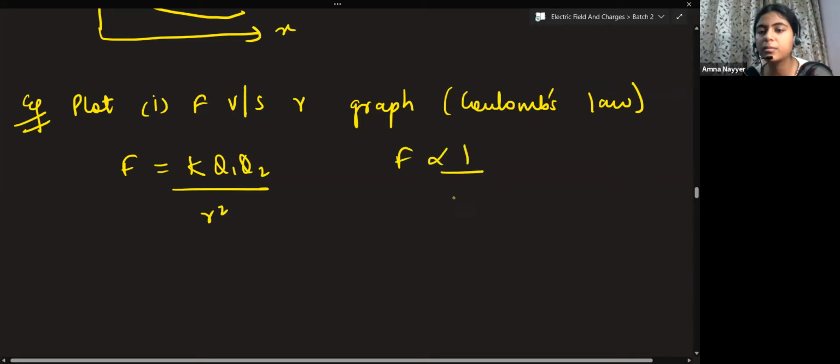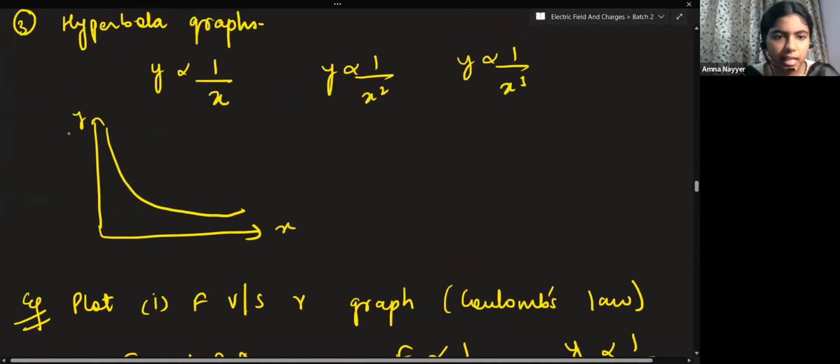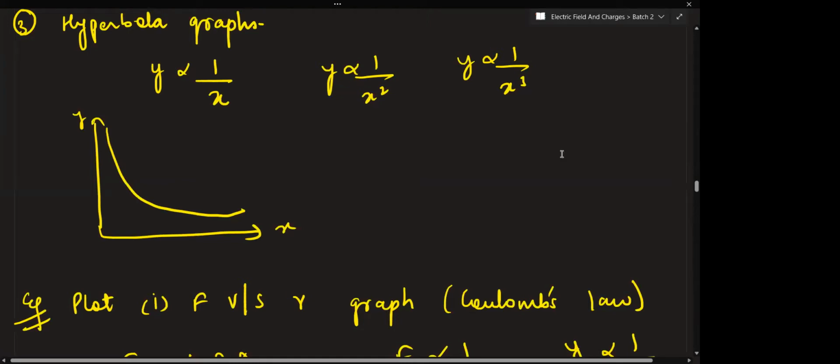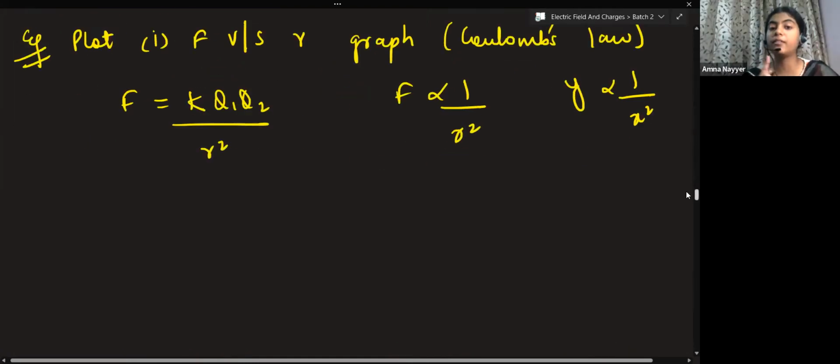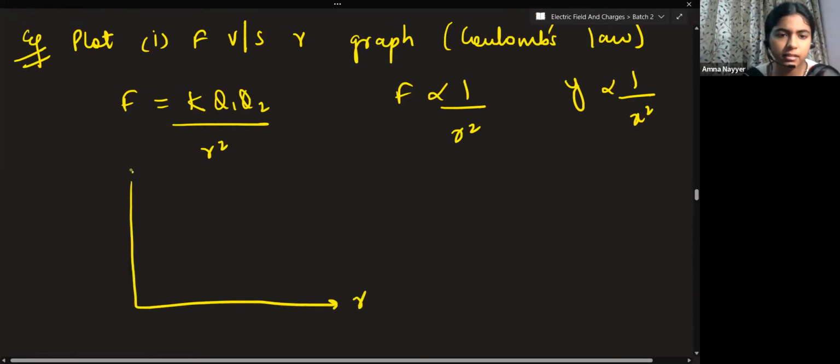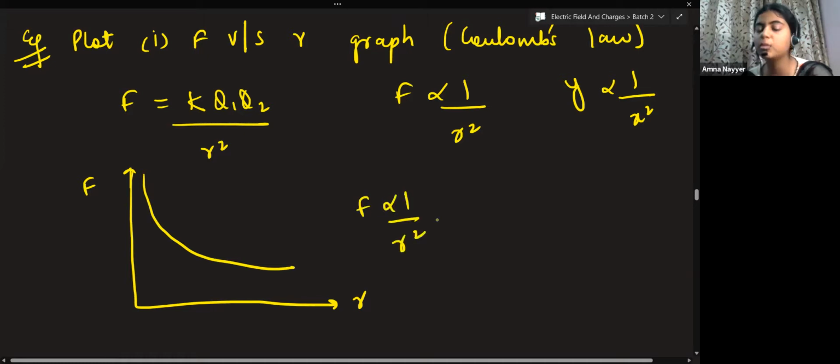So F is inversely proportional to R square. Whenever you have such a situation, do one thing, just substitute one quantity as Y, other quantity as X. If I substitute F as Y, R as X, this will be Y inversely proportional to X square. Is this the case only? Yes, sir. Yes. So the graph in this case will be a hyperbola if you are given F versus R. So if this is the separation distance, this is the force, this is the inverse proportionality showing you the hyperbolic graph where F is inversely proportional to R square.